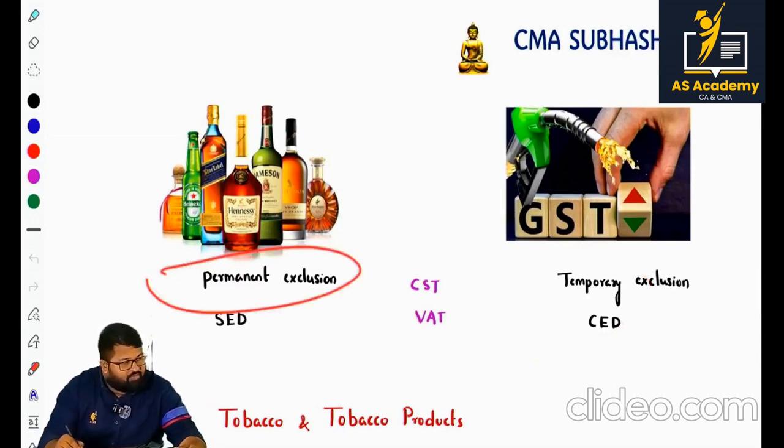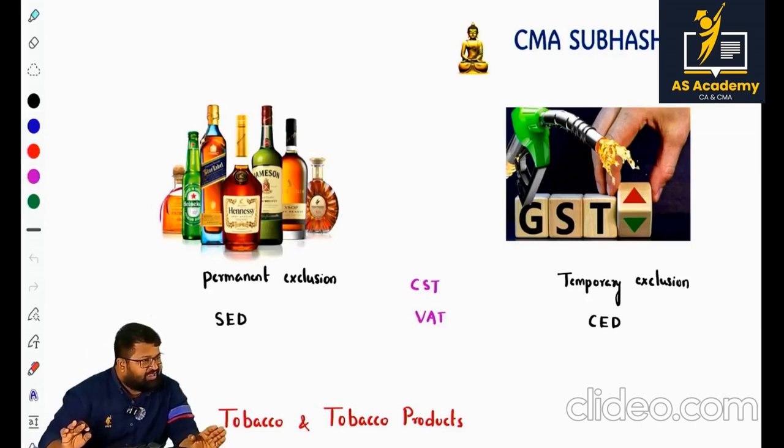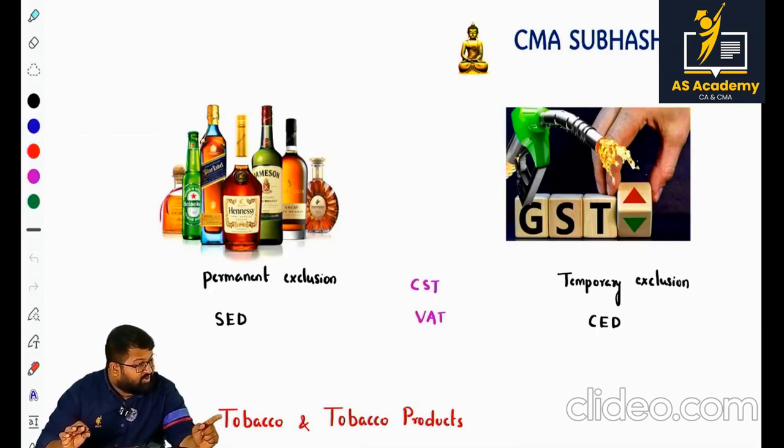What is permanent exclusion, ma'am? On alcoholic liquor for human consumption. Sir, if the alcoholic liquor is used for medicinal preparation, GST will be levied. And what are those two items which are used? Rectified spirit, for alcohol. No, raw material. Detailed as alcohol and spirit. You are having the idea now? Two raw materials that we have written in the notes.